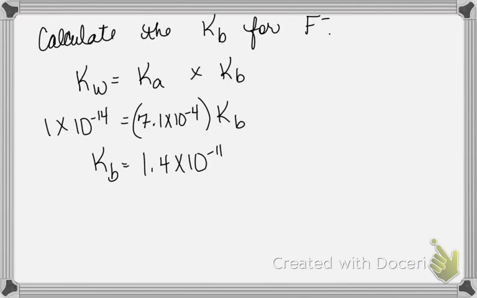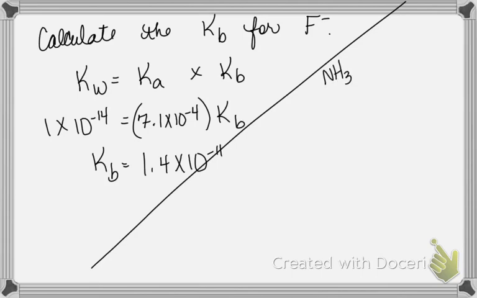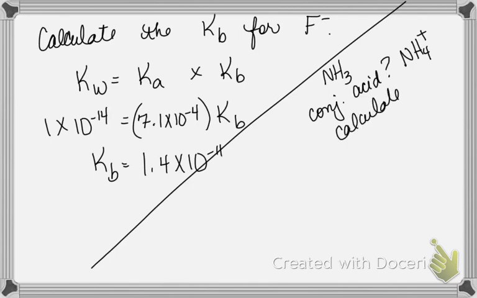Okay? The same situation applies to where if we were doing a Kb, for example, ammonia. What's the formula for ammonia? Ammonia is a base. You would know that because it's on the list of Kbs on the weak base table. What's its conjugate acid? It's the ammonium ion. So can you calculate the Ka for the ammonium ion?